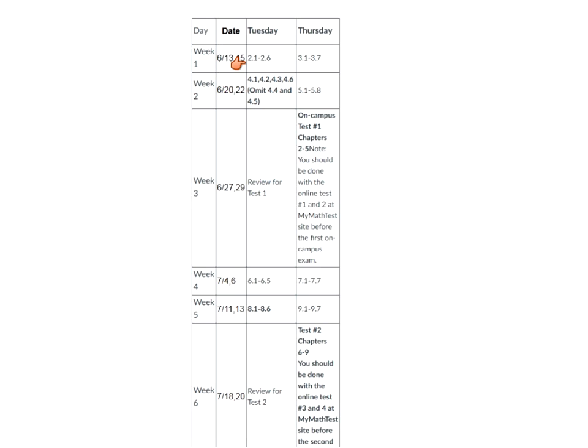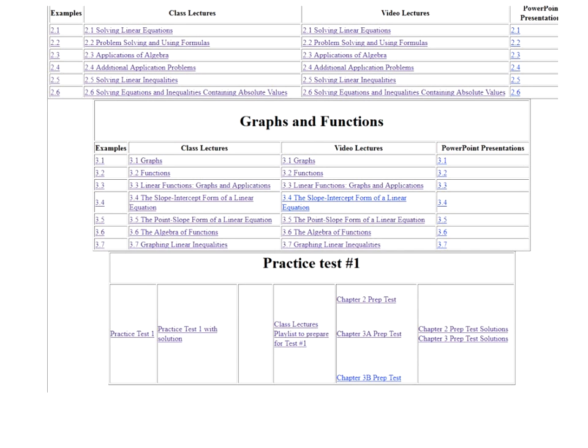Everybody should be done with test number 1 in MyMathTest. And by the end of today, you should be done with test number 2 as well, because we're having our exam for this class this Thursday, the day after tomorrow, on chapters 2 to 5. If you don't take a test in MyMathTest, you won't be able to go over the study plan, which you need to concentrate on.